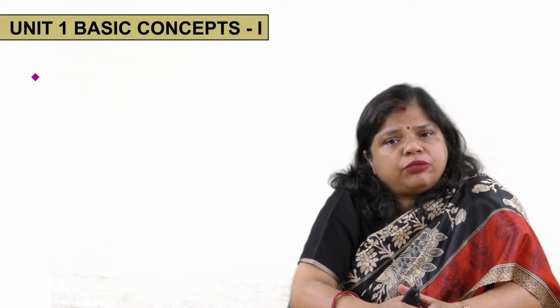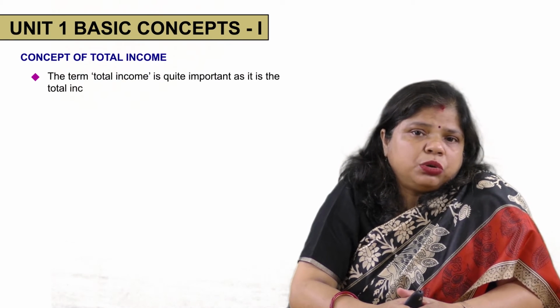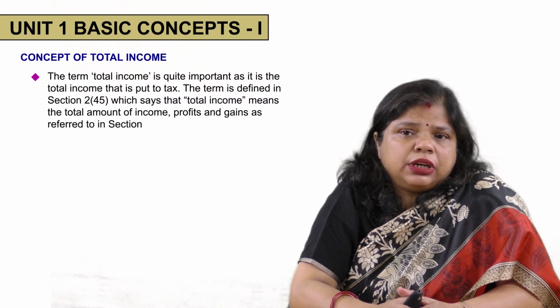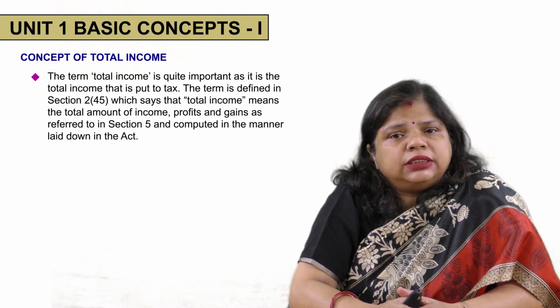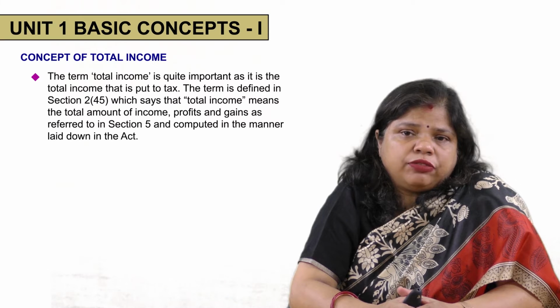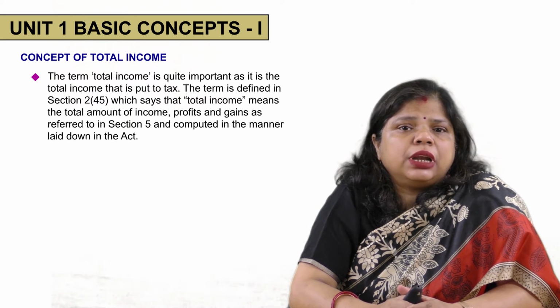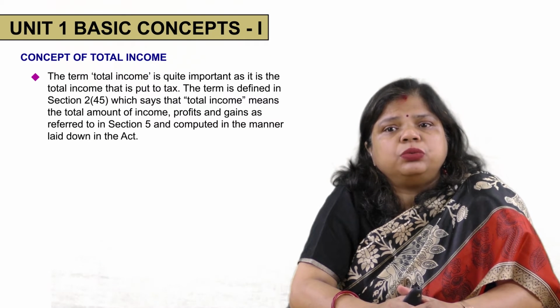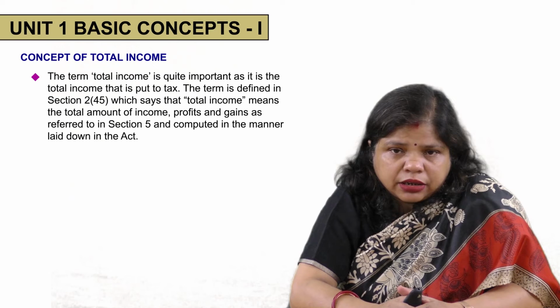Now, the concept of total income. What is total income? The term total income is quite important. It is total income that is put to tax. The term is defined in section 2 subsection 45, which says total income means the total amount of income, profit and gains as referred to in section 5 and computed in the manner laid down in the Act.